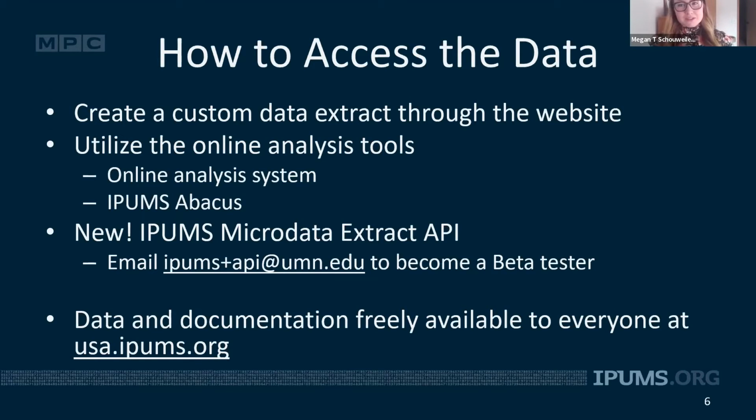So if using an API to access the IPUMS USA data is of interest to you, I would highly encourage you to email ipums+api@umn.edu and let them know that you're interested. And all of this data and documentation are freely available to everyone on our website, which is usa.ipums.org. So that was an extremely quick overview of the IPUMS USA project.